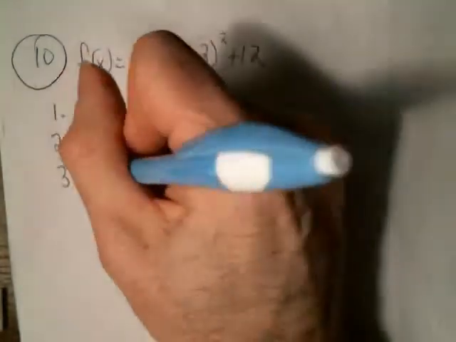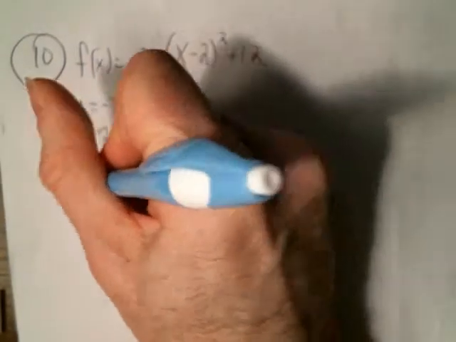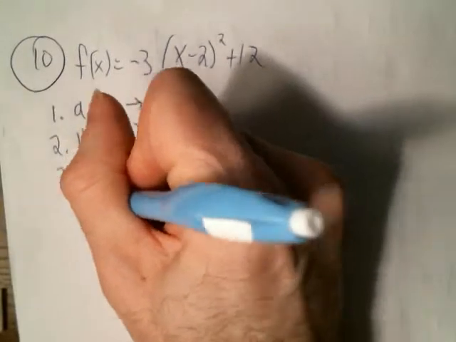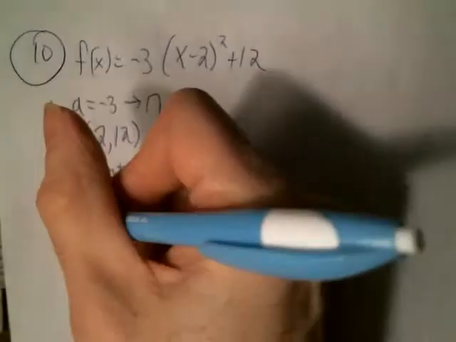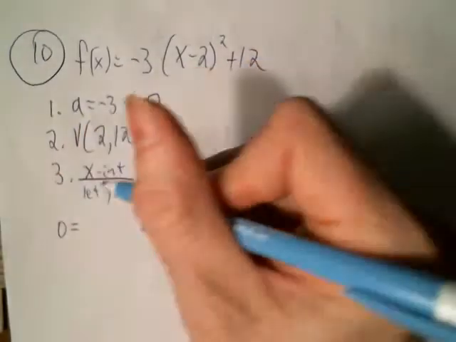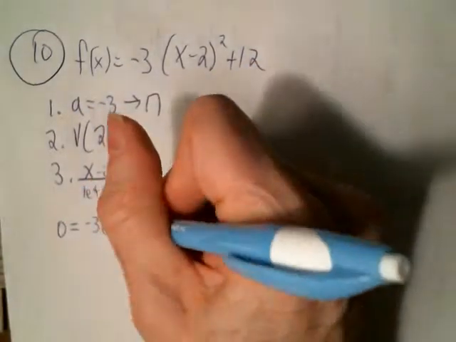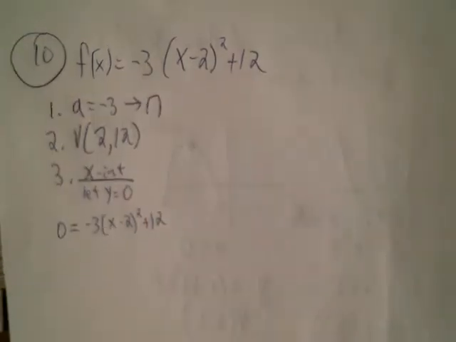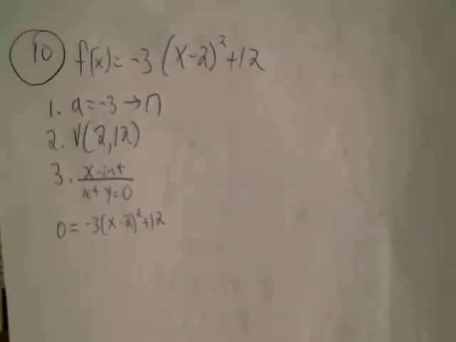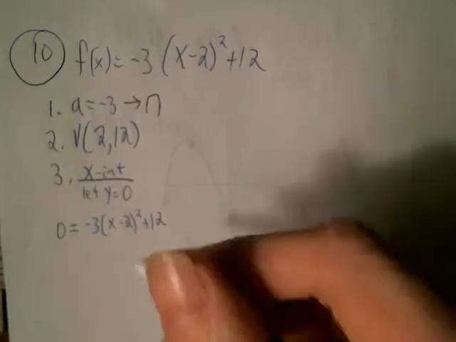Then we want the x-intercept and the y-intercept. So for the x-intercept, you let y equal 0. Okay, so we'll have 0 equals negative 3 times (x minus 2) squared plus 12. And this should look familiar to the work we've been doing. So it's ultimately an application of our previous work.